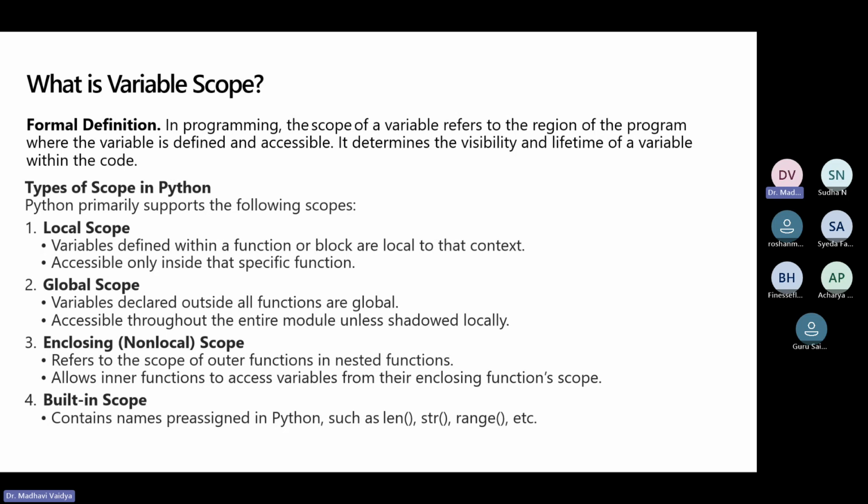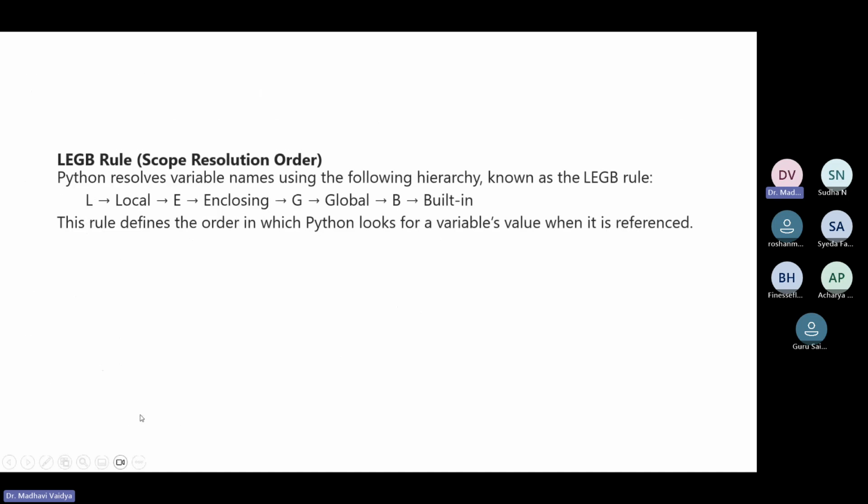In the same manner it happens with the loops and the conditions. Whenever we give some value to a variable in the beginning of the code, it is global. But whenever we give something inside a particular function, or maybe a loop or condition, then it is local. And there are enclosing, that is non-local scope, and built-in scope. We will speak about them.